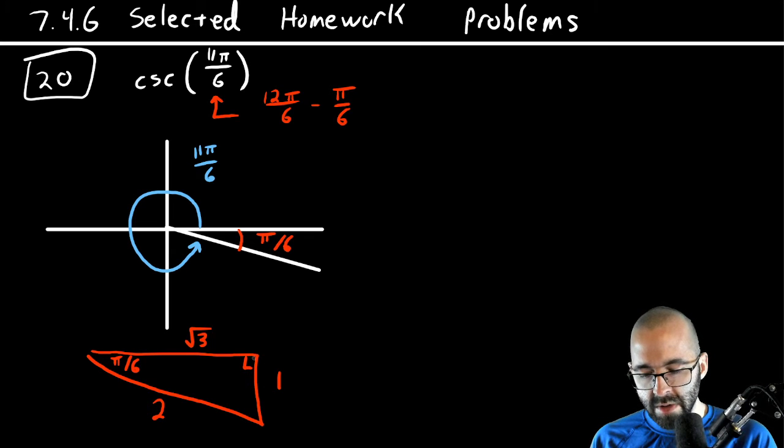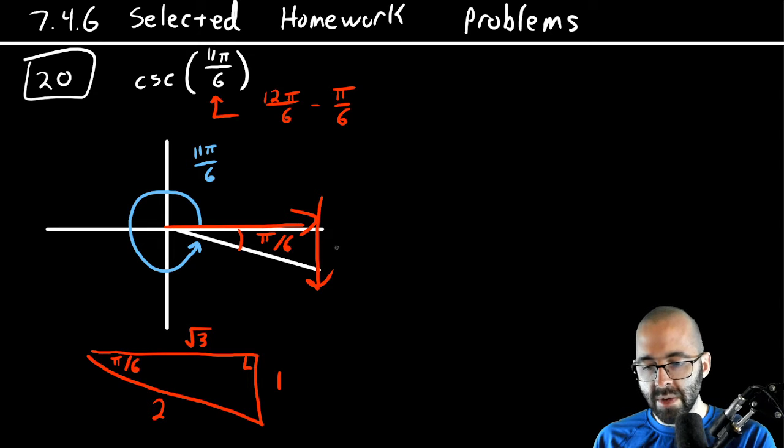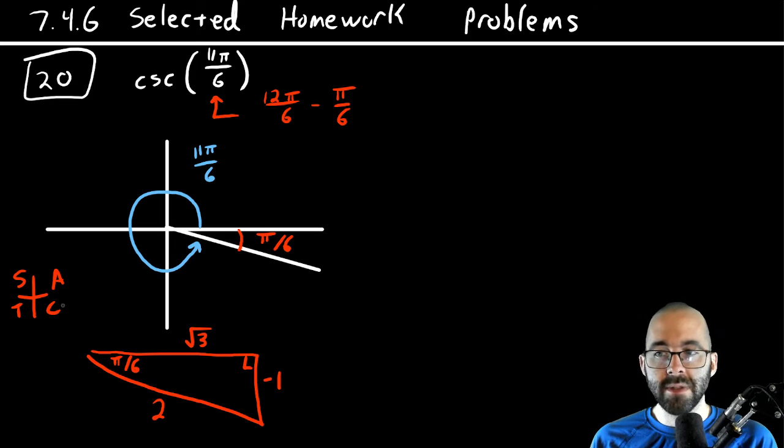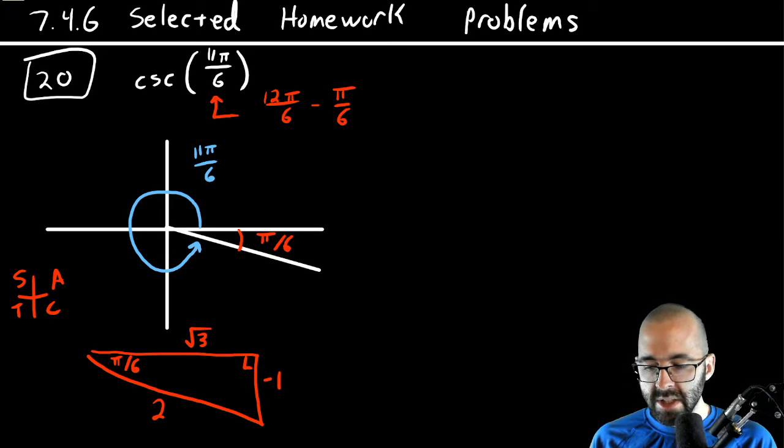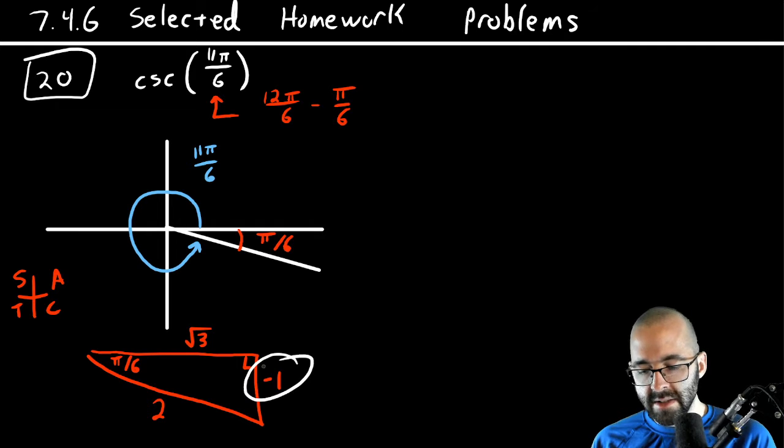We're going down, right? We're going right, and we're going down. So the x value is positive, but the y value is negative. Or you can always think that all squids train camels. But either way, cosecant is going to be the reciprocal of sine. So sine is negative 1/2. Cosecant's that reciprocal.